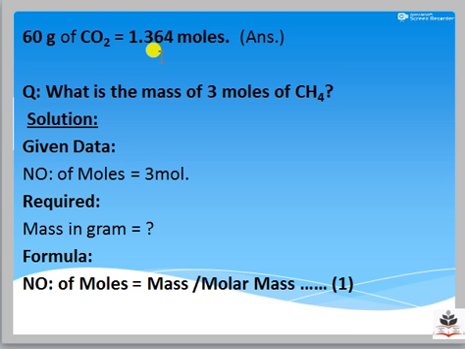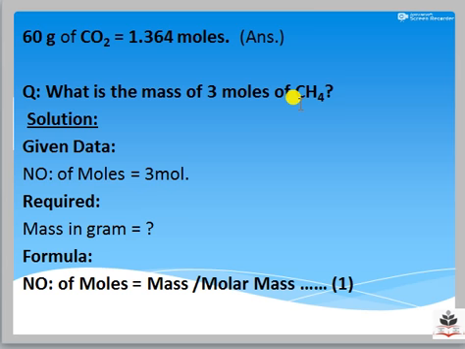Now in this question, the mass in gram was given and we found the number of moles of 60 gram. But how will we solve a question in which the number of moles is given while the mass in gram is unknown? Here I have a question. What is the mass of 3 moles of CH4, methane? You can see here the number of moles is given while mass in gram is unknown. So how will we solve it? The given data is number of moles, which equals 3 mole. And what is required? Mass in gram of CH4.